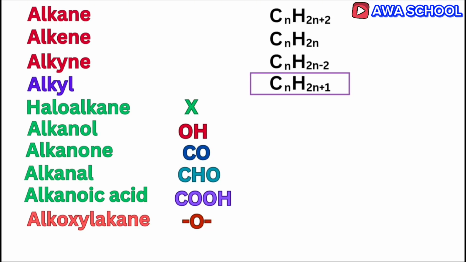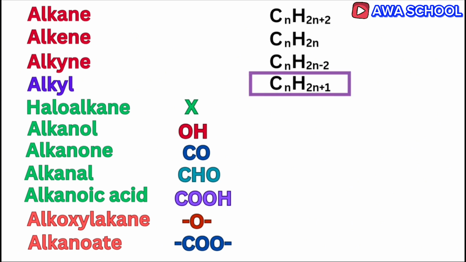Okay, now the functional group for alkoxyalkane is O, and the functional group for alkanoate is COO. Now the reason this alkyl group, the general formula for this alkyl group, has been blinking is because you have to know this alkyl group to know the general formula of all of these. Okay, and how do you know the general formula for all of these compounds? This is very easy. Now that you know the general formula for an alkyl group, just add the functional group to it. You have that of that homologous series. Do you get what I'm saying? This is what I mean.